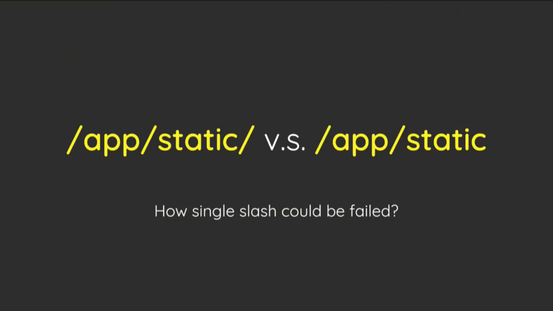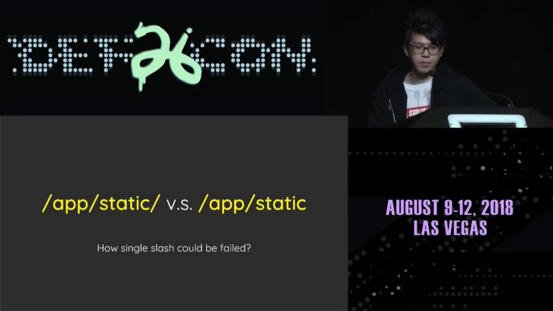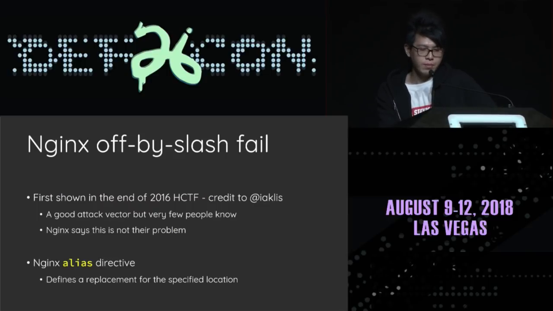The next topic is how a single slash could fail. Maybe you have set up several paths in the past, but does your path end with a slash? This is a good question. Is it important? Yes, let me show you how a single slash could fail. This is an off-by-slash fail on Nginx. This problem was first shown at the end of 2016, and the credit goes to Orange. Although this is not new, it's still worth mentioning.